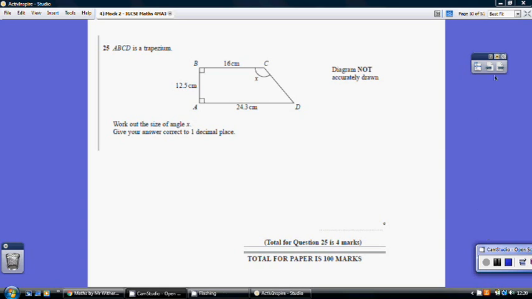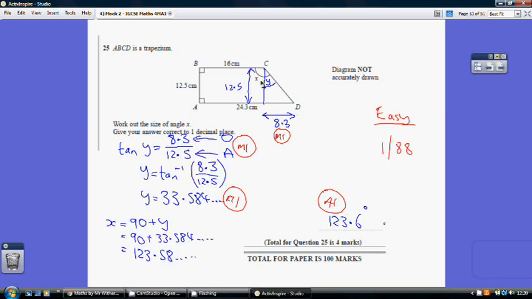Question 25. So we've been asked to work out the size of angle X. Now, this is going to be easier if we break this shape down into two simple shapes. So just dropping down a vertical here, I've created a rectangle and a triangle. And I'm going to focus on working out the size of this little mini angle here, which I'm calling Y.